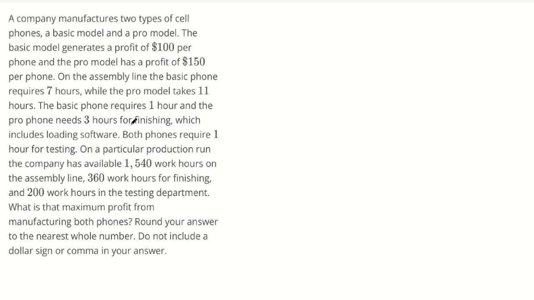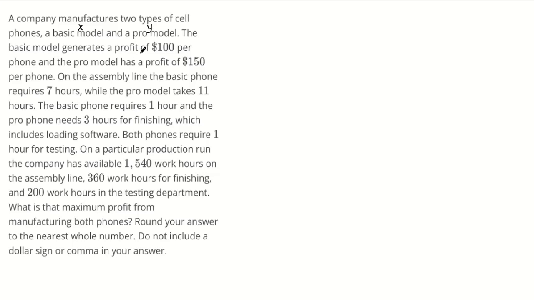There's a lot of information in this problem, so let's cut to the chase, and then maybe that can help us sort through the information. What is the maximum profit from manufacturing both phones? So it looks like there's two phones, a basic model which I'll call X and the Pro model I'll call Y. So X will be the number of basic phone models we create, and Y the number of Pro models.